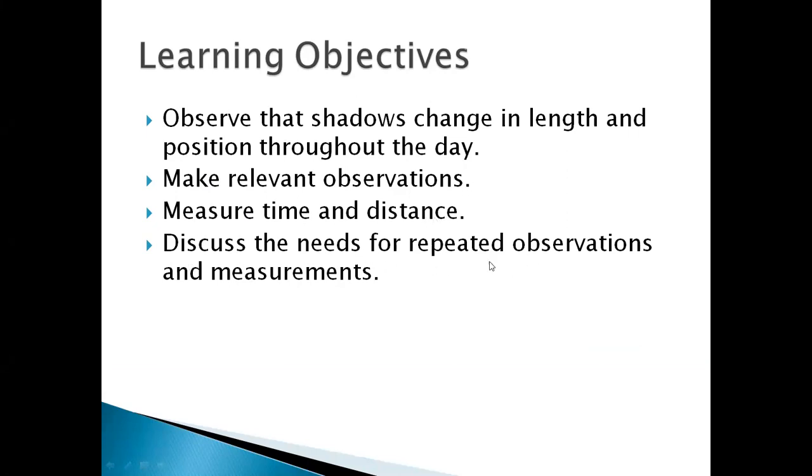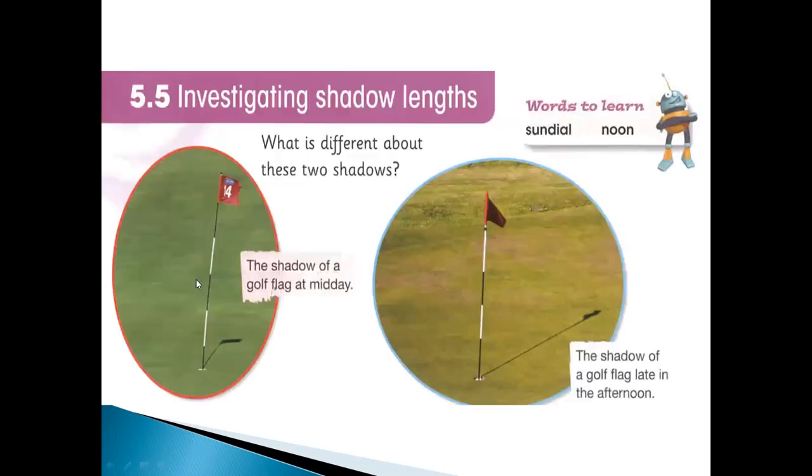Discuss the need for repeated observation. I told you before, if you repeat your activity many times, you can get an accurate result. So let's start Lesson 5.5, Investigating Shadow Length.